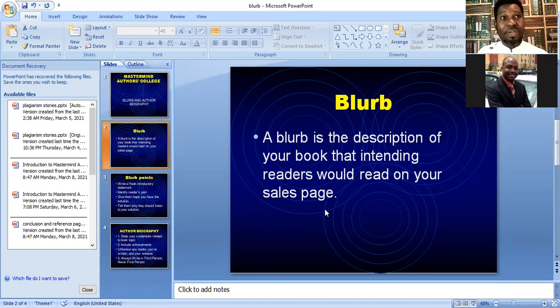you go to the shelf and you see a book title, and you are attracted to that book title, you get the book. And once you get the book, the first thing you want to do is know what exactly is in the book. And so what do you do? You turn to the back of the book. At the back of the book, you will see a description of the book. That is what we call the blurb. So the blurb is actually the description of your book.